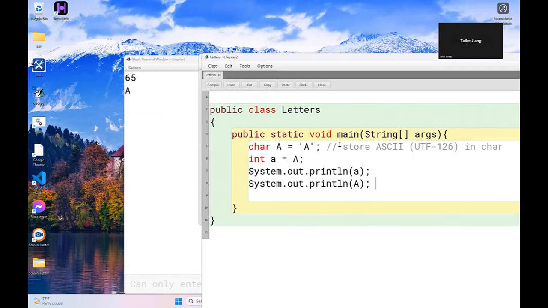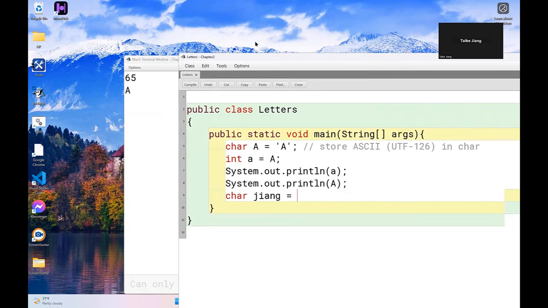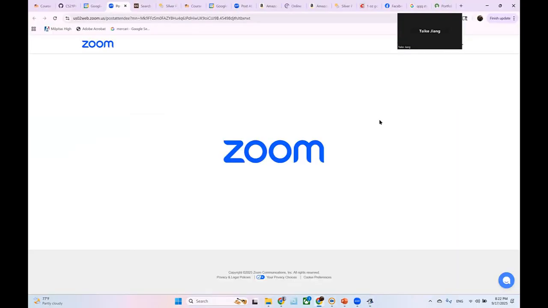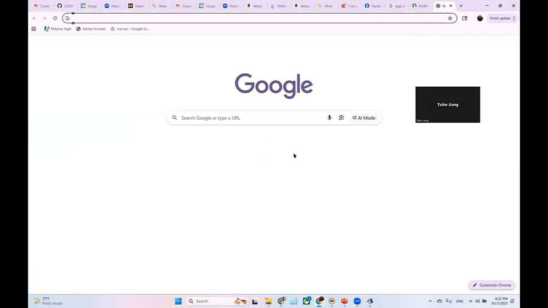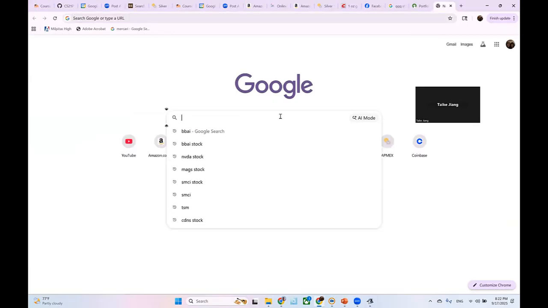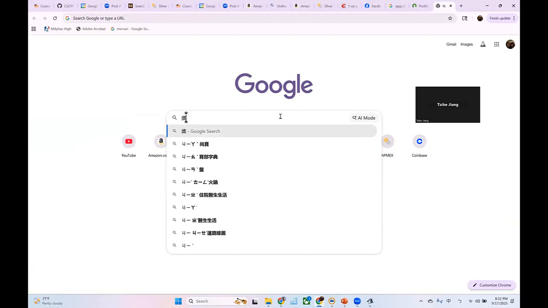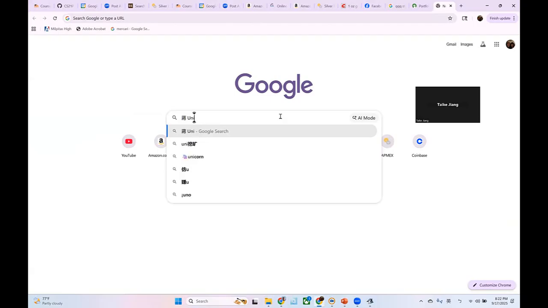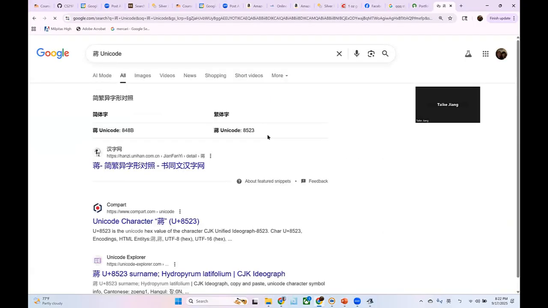Now let's assume that we actually want to look at this one. Let's search the internet. I use the traditional Chinese. So I search for the Unicode for it. So this Unicode is 8B, yeah, you can use this one or this one. Let's use both. Let's copy both.